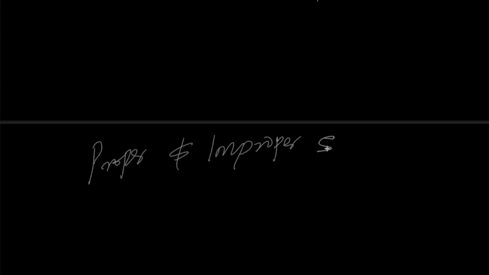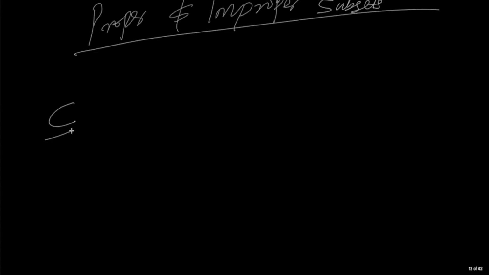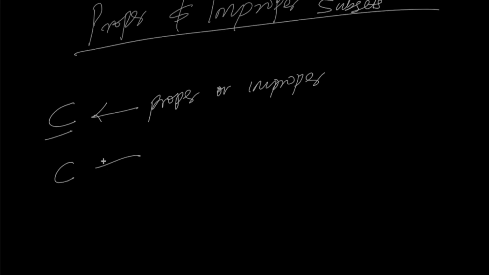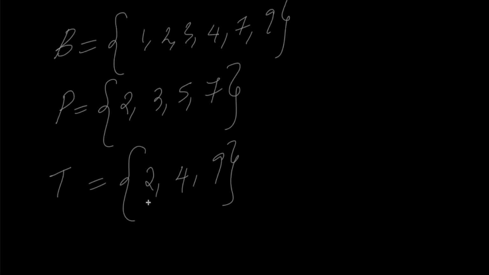Proper and improper subset. If I write this, I'm either saying proper or improper. If I write this, I'm saying what? This is proper, 100% sure. As you can see, all the elements in this place are also here. But not all the elements here are here because of this 5. Because this set has its elements from this place, we say T is a subset of B.